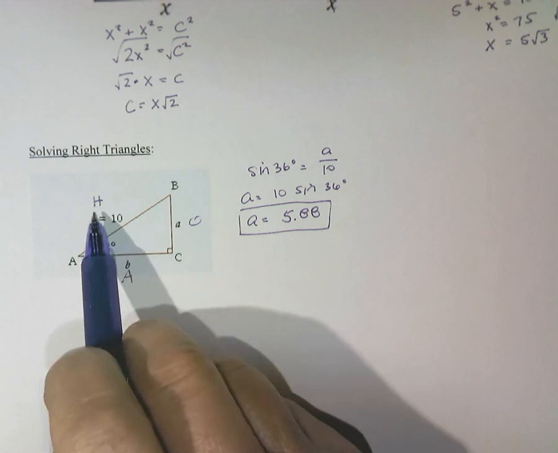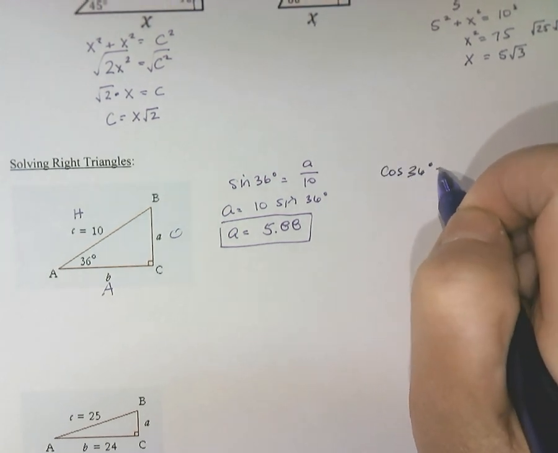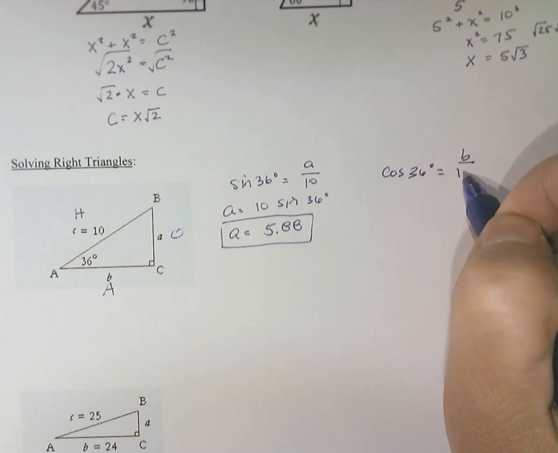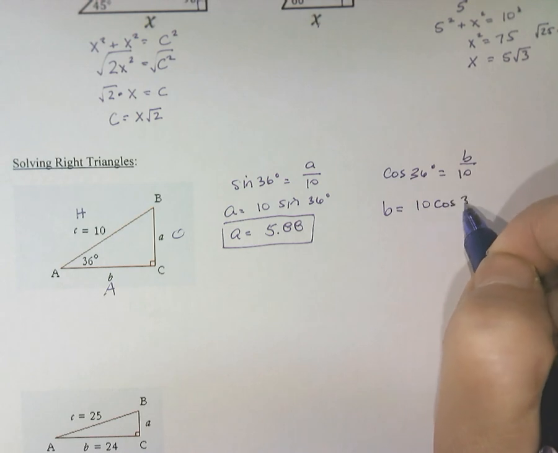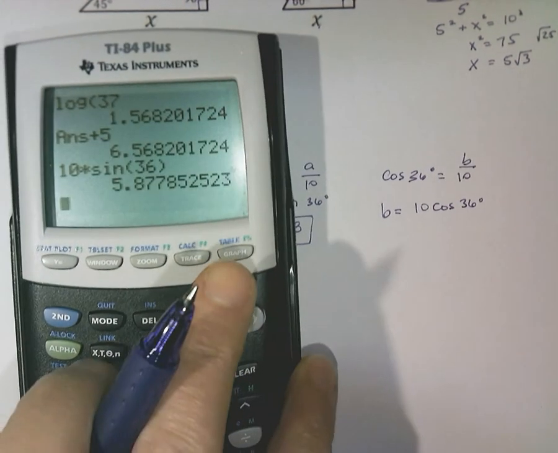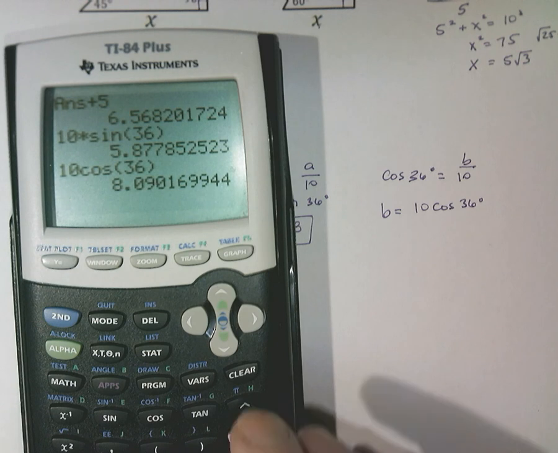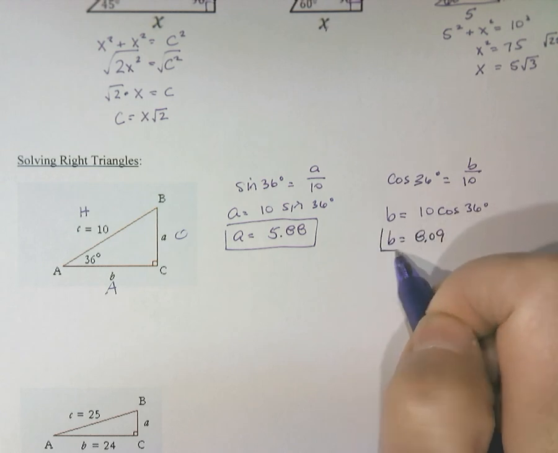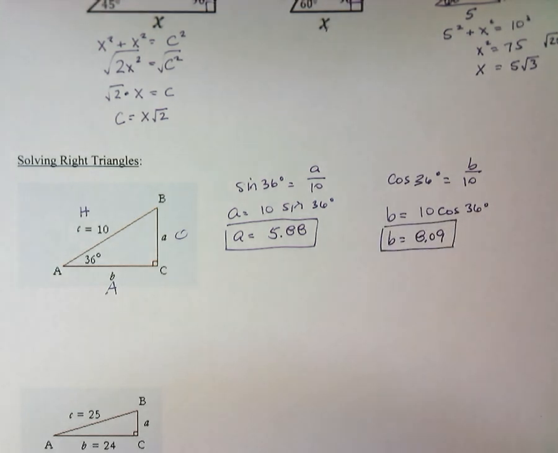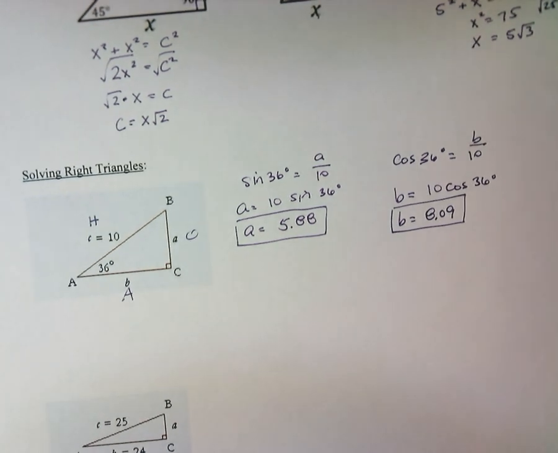So this is the adjacent, and I have the hypotenuse, so I'm going to use cosine. When I cross multiply, I get B is equal to 10 cosine of 36 degrees. Plug that in the calculator, and I don't need the multiplication symbol. I get 8.09. I know when I've taught geometry in the past, students struggled with this, and I wasn't sure why. So hopefully you guys are fine with it.